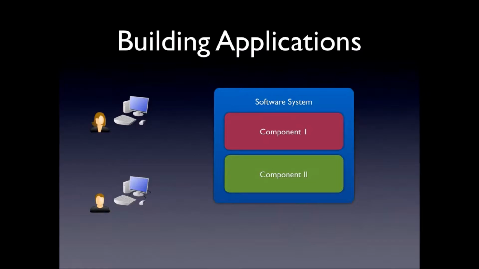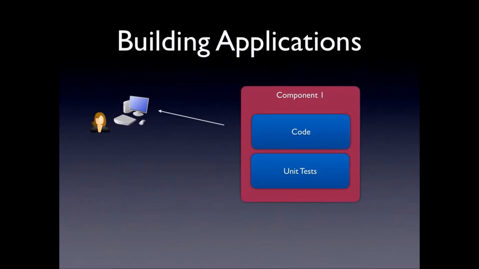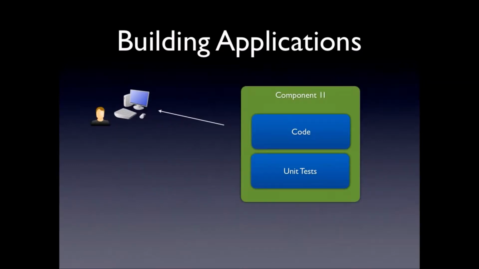Well, let's take a look at a typical scenario when we're building applications. Often, we're faced with a software system that's composed of different components. We have one person working on component 1 and another person working on component 2. Each of these people in isolation have the code and the unit tests, and everything normally works out great. They write their code, run their unit tests, and it's all fine. The same happens with the person working on component 2. The problem is, however, that software systems aren't composed of individual and isolated components, but they are composed of components that normally have to work together.